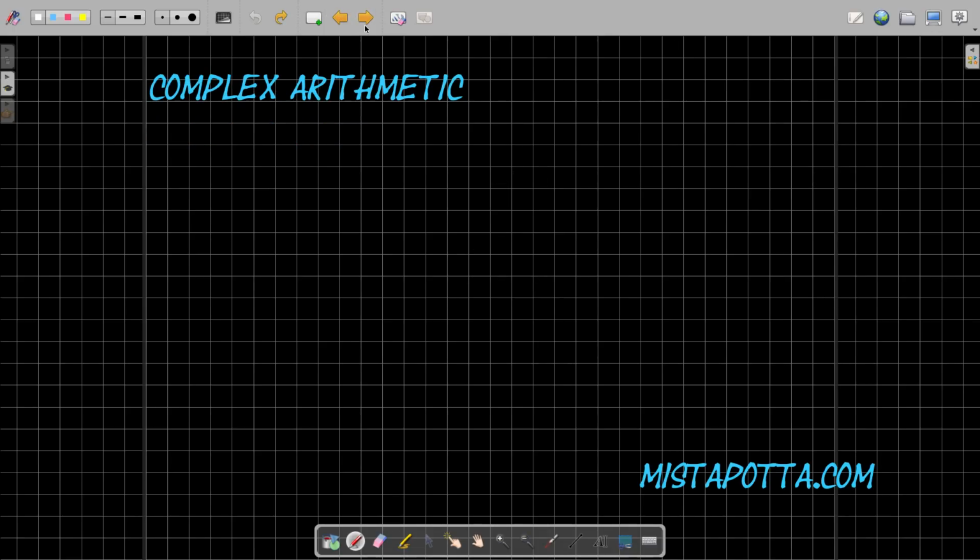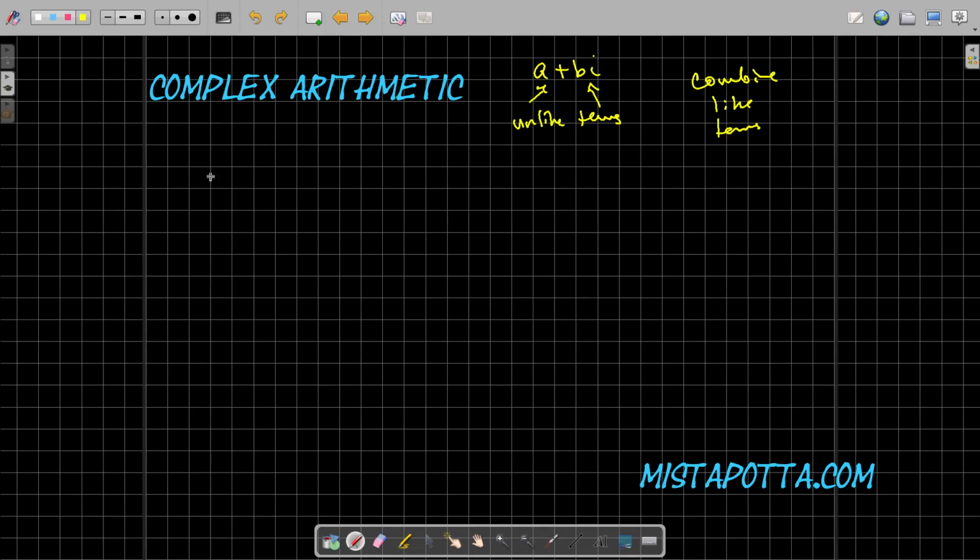The next thing that we want to talk about is complex arithmetic. In other words, how to add, subtract, multiply, and divide complex numbers. And of course, it's convenient to remember that because we're dealing with numbers of the form a plus bi, think of these as unlike terms. But what we want to do is combine like terms.